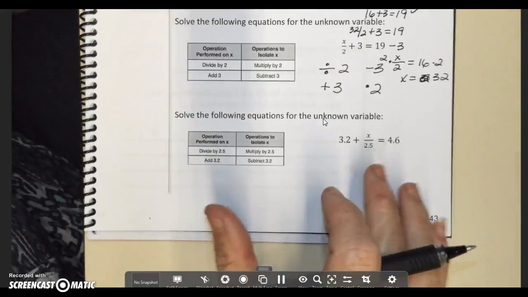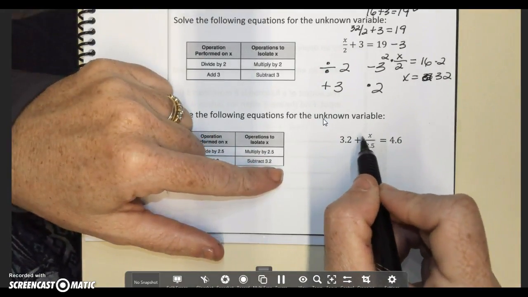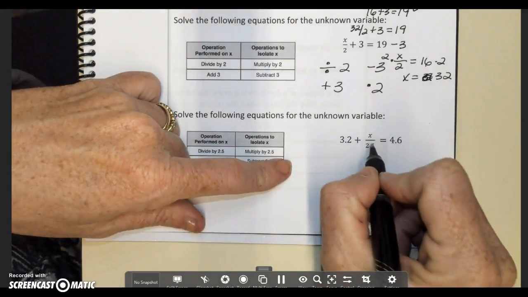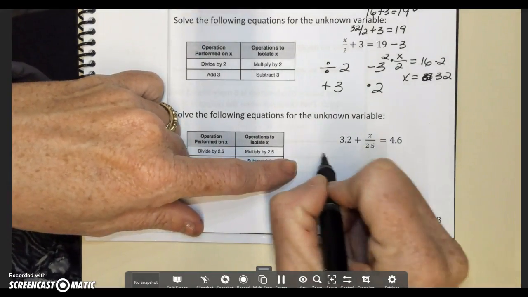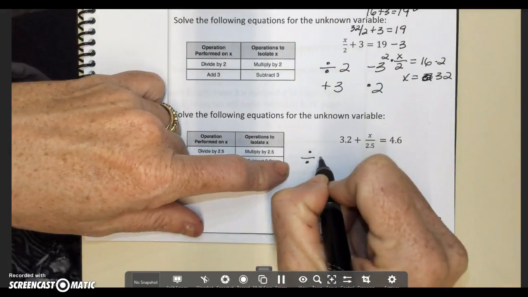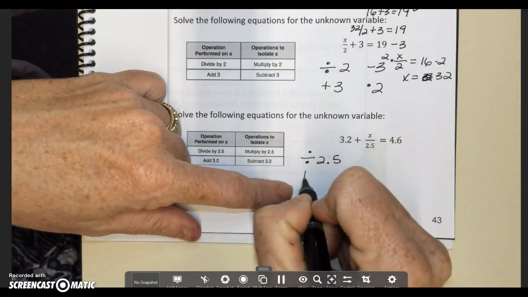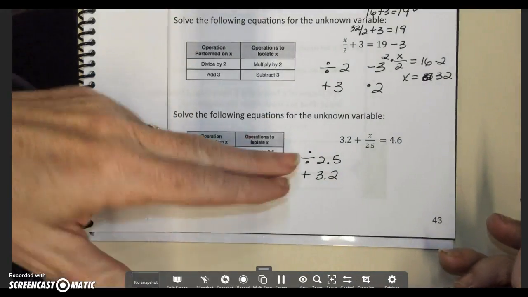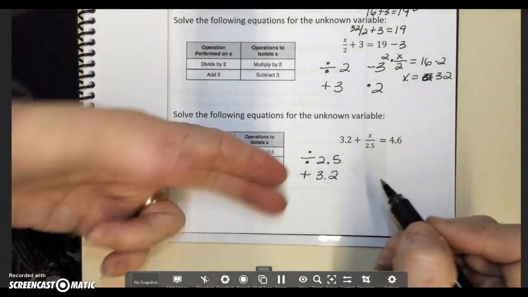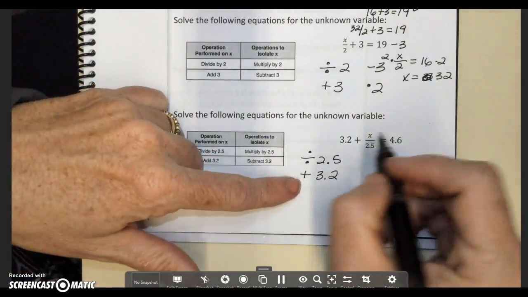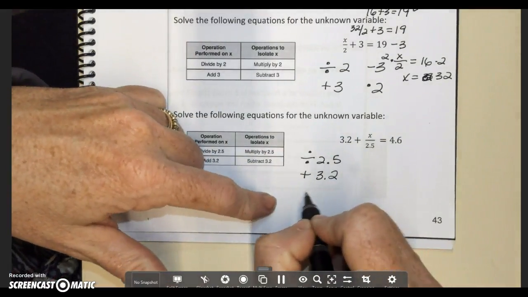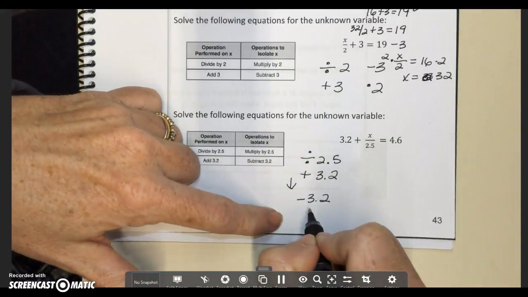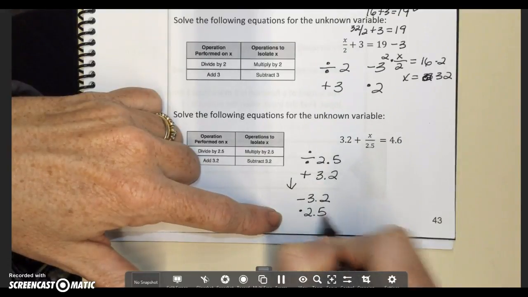So every time you look at one of these equations, I want you to just think about, there's my variable, what happened to it? And it actually helps if you, for a while, just write it down. So first, it was divided by 2.5, and then it was given by addition 3.2. So now we're going to reverse the direction of that and use the inverse operations. So we're going to subtract 3.2 and then multiply by 2.5.